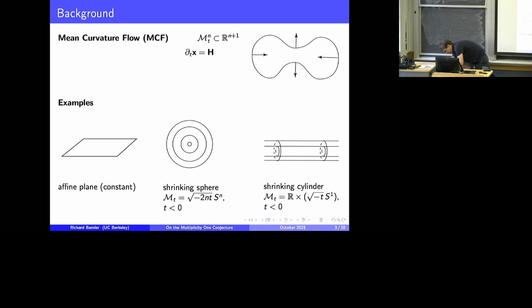Let me see. I thought I brought some batteries, but I don't know where I left them. Let's see if I can get a pointer going here. Okay.